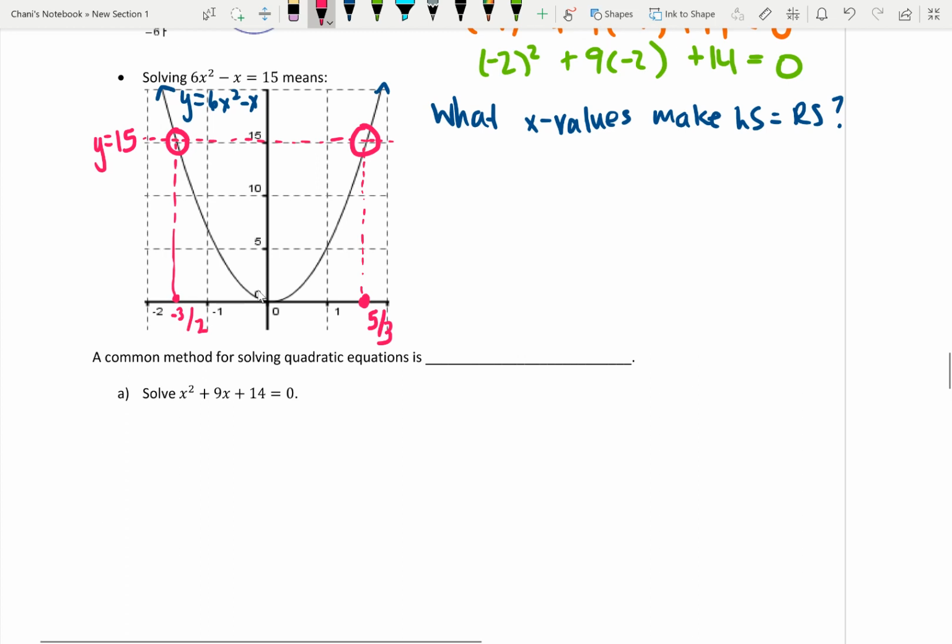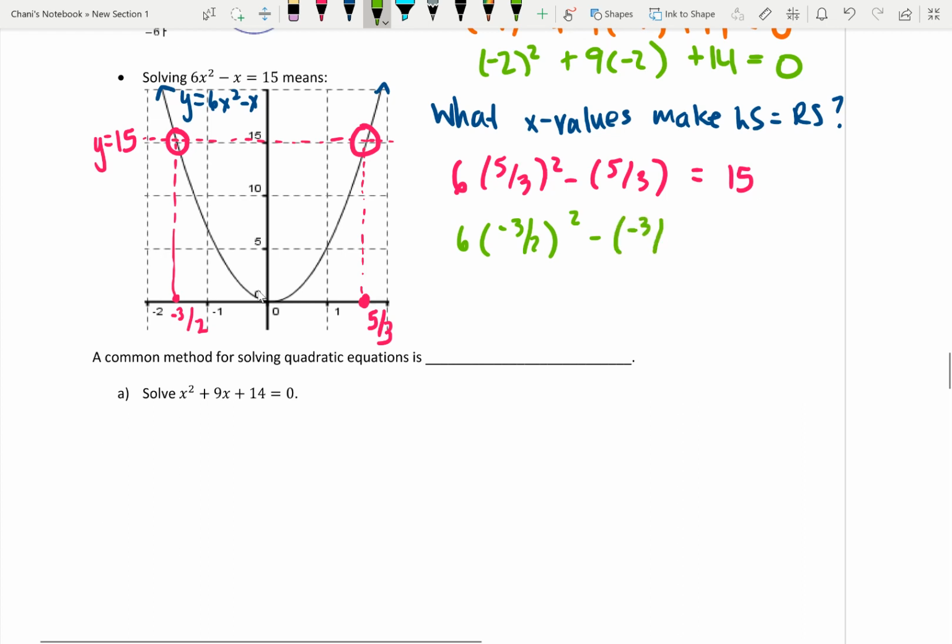So -1.5. So this means if you put in 5/3, so 6 times 5/3 squared minus 5/3, you would actually get exactly 15. Similarly, if you put in negative 3 over 2 into the equation, you would get 15. So both of these are solutions to this equation. So x equals negative 3 over 2 and 5/3 are the solutions to that equation. So that is the first important part, just understanding what it means to solve a quadratic equation.